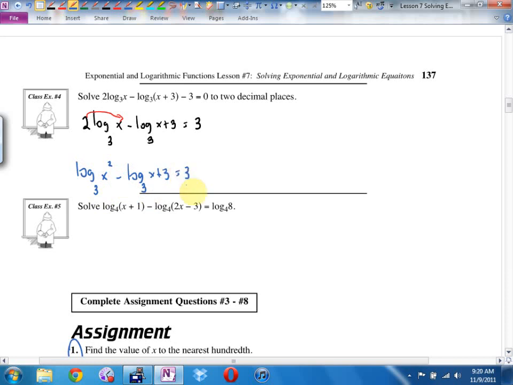Now let's write this as one log equals, or one thing, one term equals one term. Shannon, what's subtracting two logs the same as? With authority, like you know what you're dividing. I can write this as the log base 3 of x squared on top, x minus 3 on the bottom, and a 3 over here. Do I have 1 log equals 1 log? No?